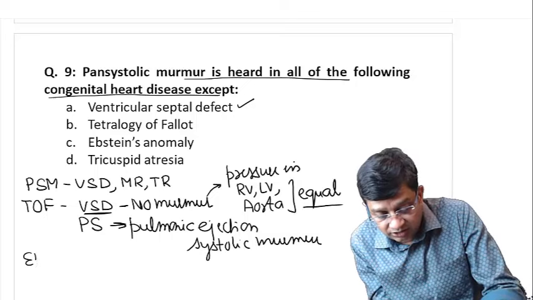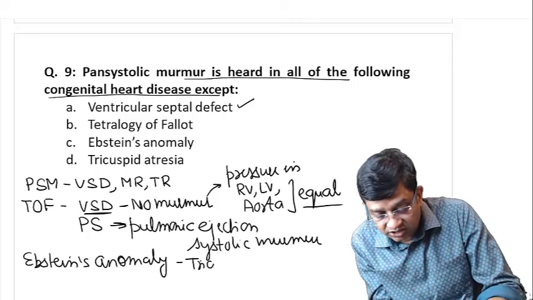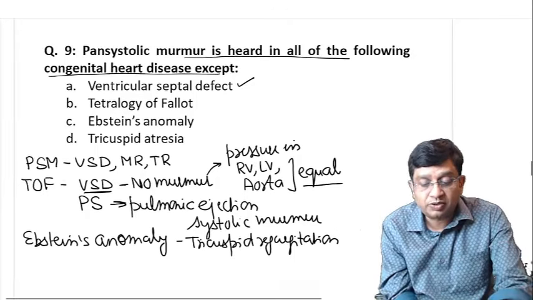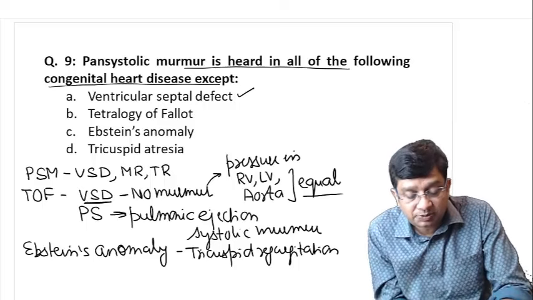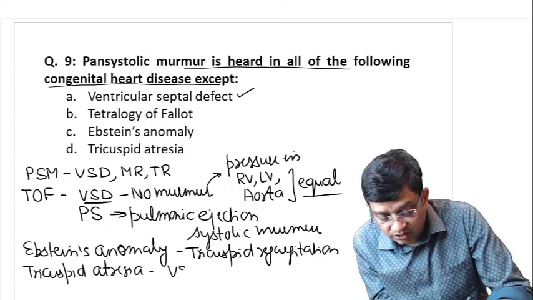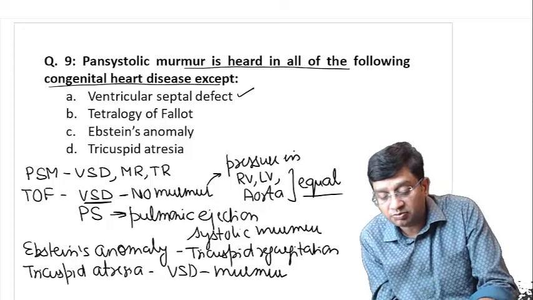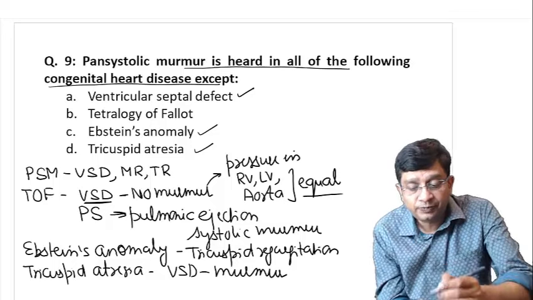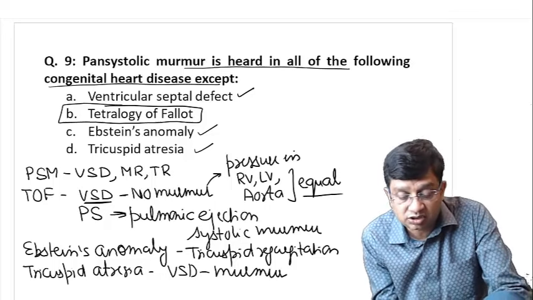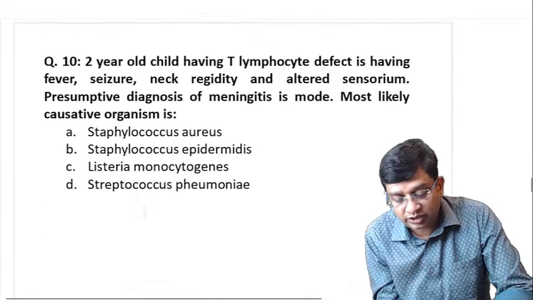In Ebstein anomaly, which is an anomaly of the tricuspid valve, there is tricuspid regurgitation. And if it is tricuspid regurgitation, there has to be a murmur of what? There has to be a pansystolic murmur. And in tricuspid atresia, there is presence of VSD which produces a murmur. So you can remember this question in two ways. The three congenital heart diseases where you get a pansystolic murmur are VSD, Ebstein anomaly, tricuspid atresia. And in TOF, the murmur of VSD is not seen, there is only a murmur of pulmonic stenosis, that is the pulmonic ejection systolic murmur. Going on to the next question.